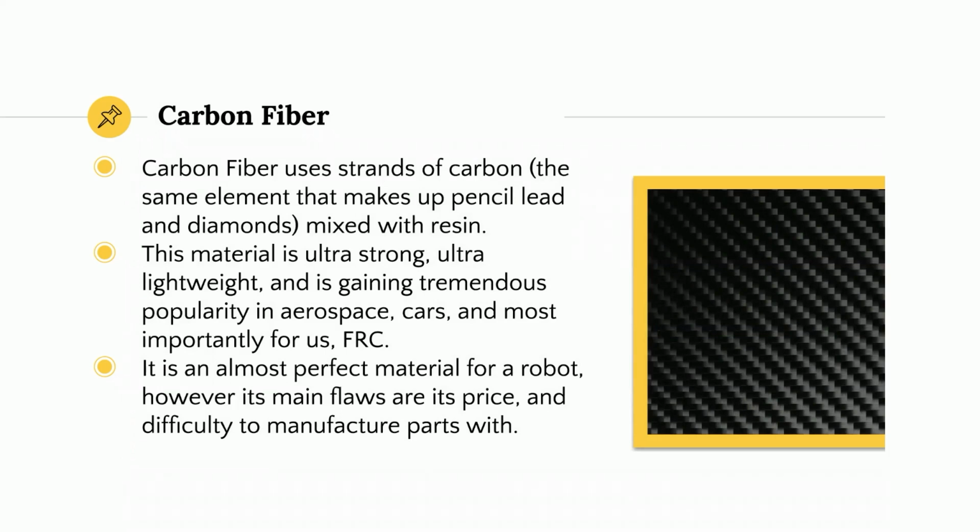However, its main flaws are its price and the difficulty of manufacturing parts with it. So we see a common consistency here: the parts of a robot that require really good materials typically are very expensive, because the materials we need to use are extremely expensive. Materials that are good for FRC are also typically good for industries that have a lot more money than FRC teams do. I would put a caveat there because the price is still better than titanium. So it's similar to titanium, but its price is better.